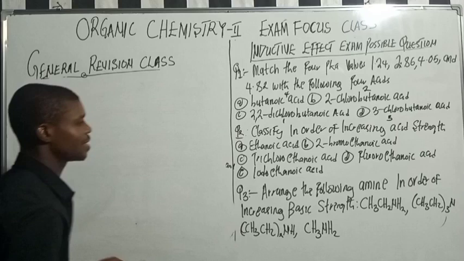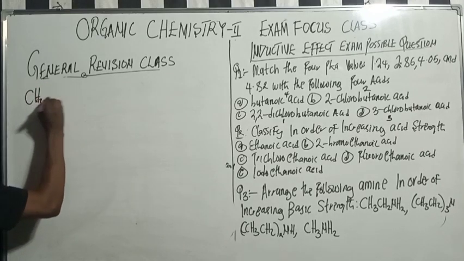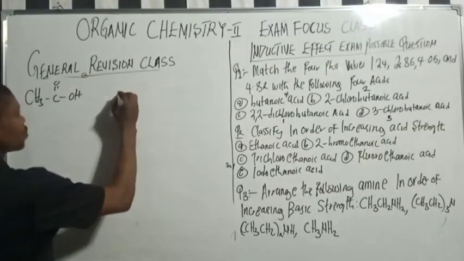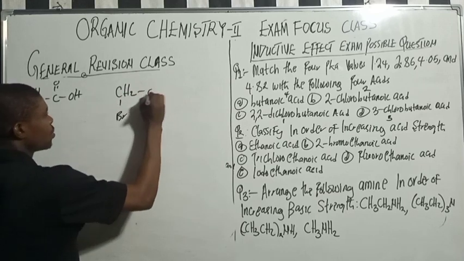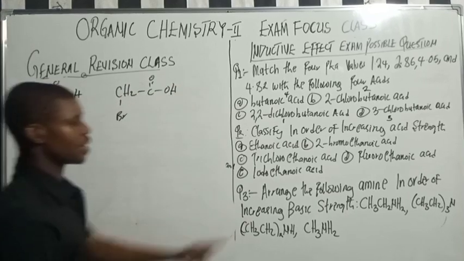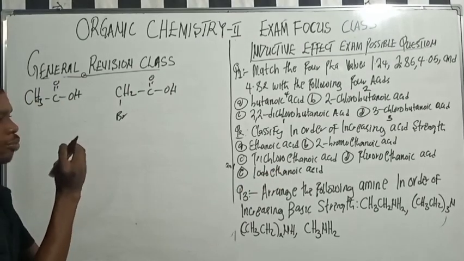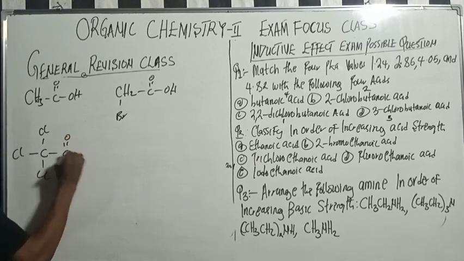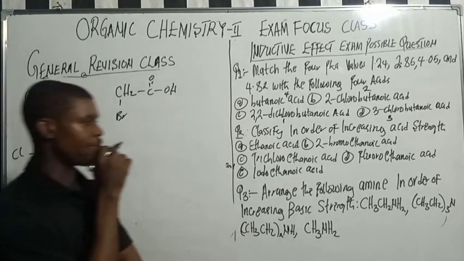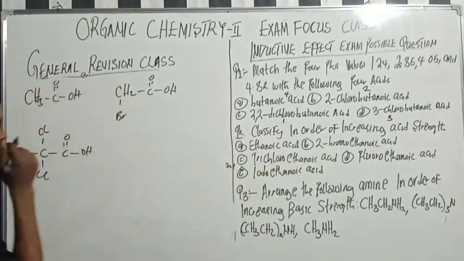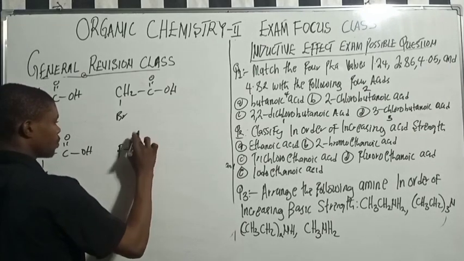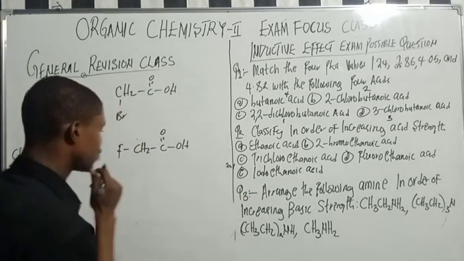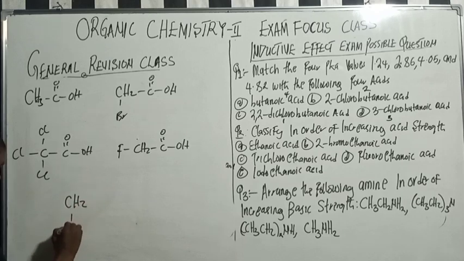So here we have ethanoic acid. Ethanoic acid is CH3COOH. Here we have 2-chloroethanoic acid, CH2ClCOOH. Here we have trichloroethanoic acid, CCl3COOH. Then here we have fluoroethanoic acid, with F. Then you have iodine, so you have CH2ICOOH.